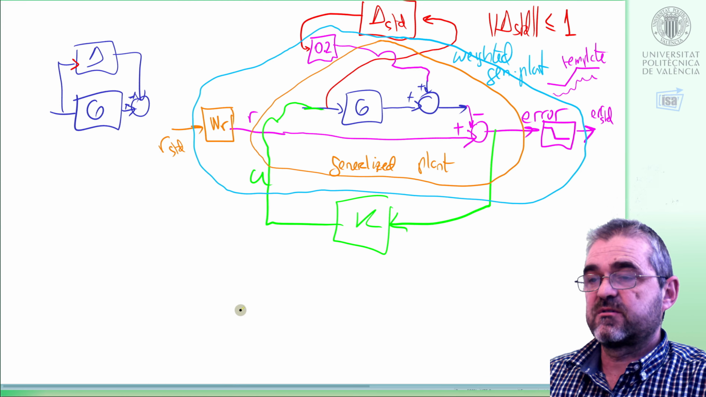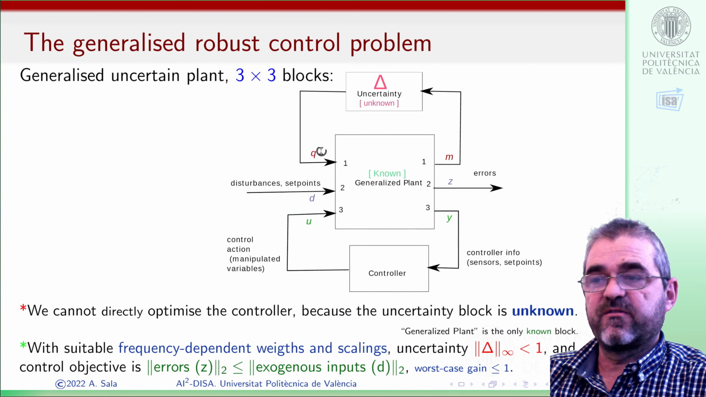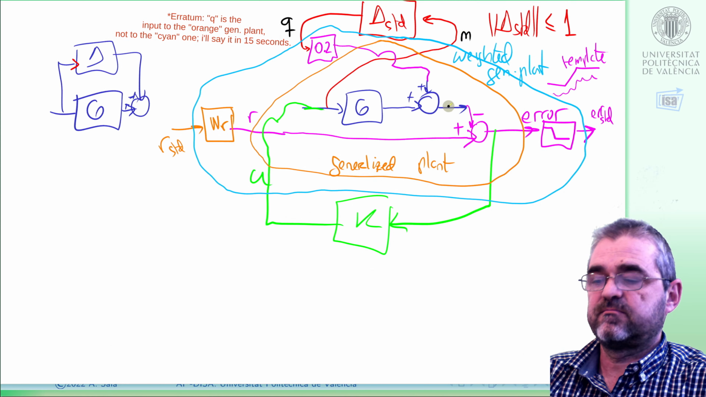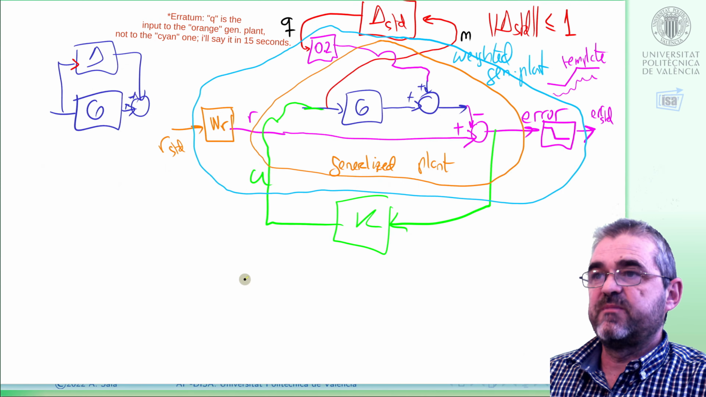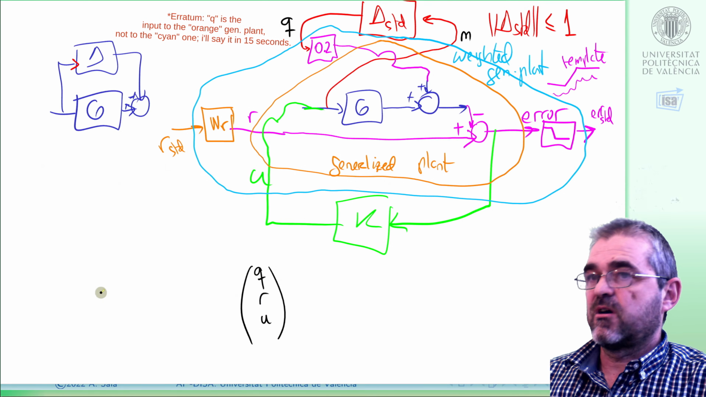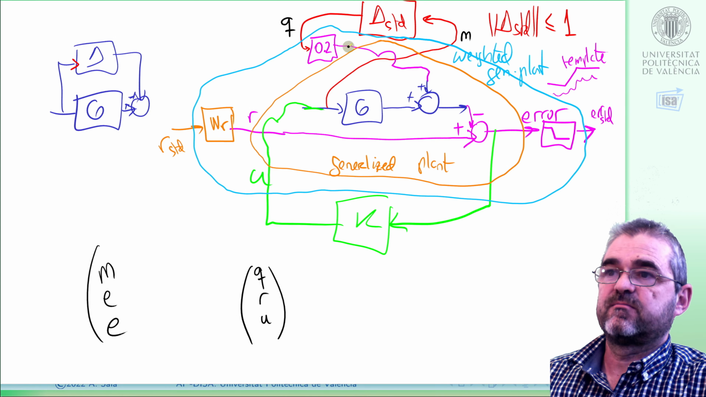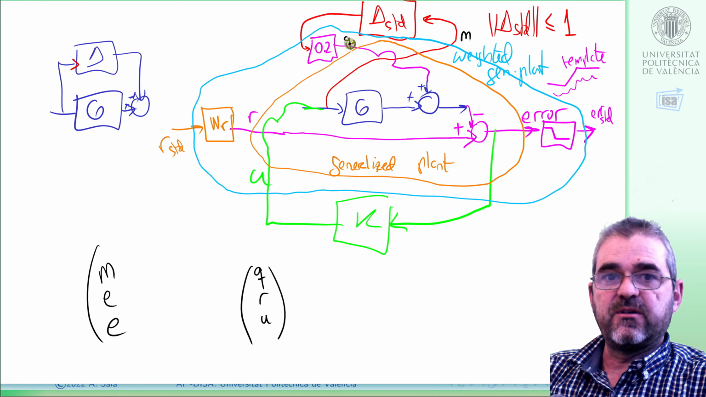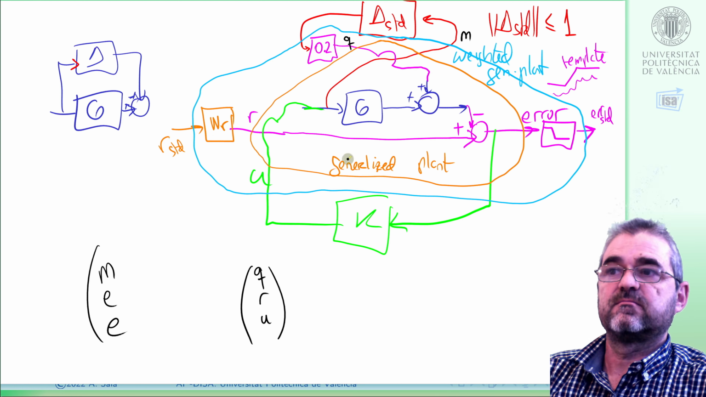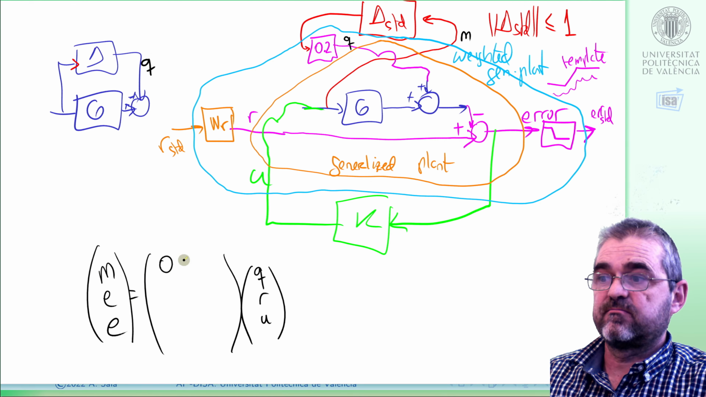Well, its input will be, I will call Q, the output of the uncertainty. This is Q. I will call that M, just like here. So the inputs will be Q, R, and U. The outputs will be M, error, and a copy of the error. Actually, I will call Q the input to the generalized plant, not to the weighted one. Then what is M? Well, M is actually the control action.